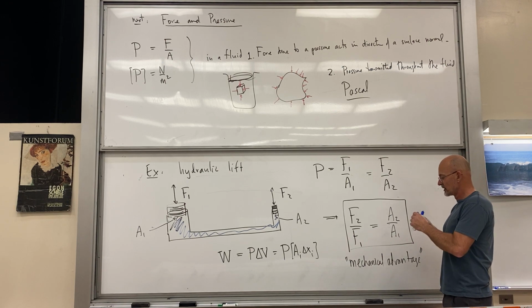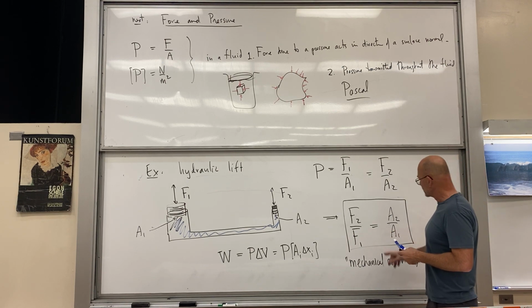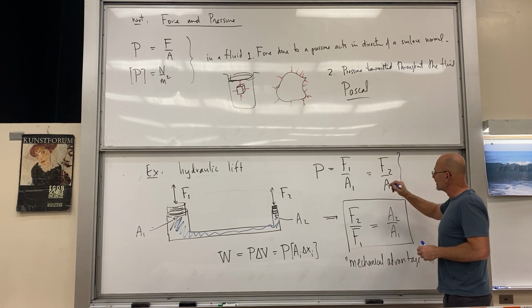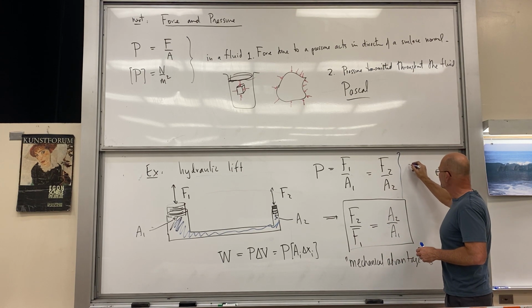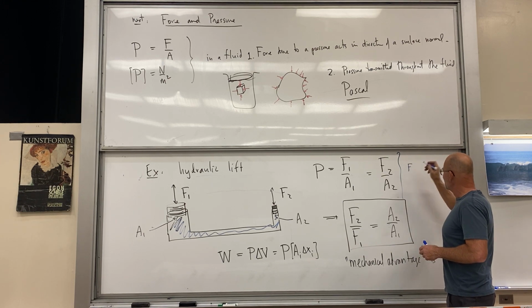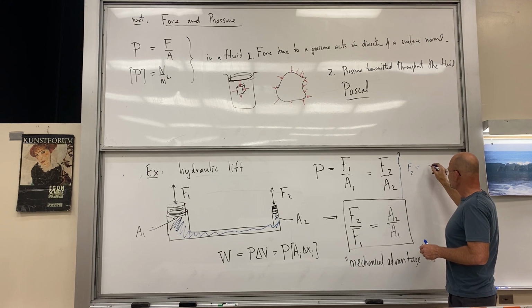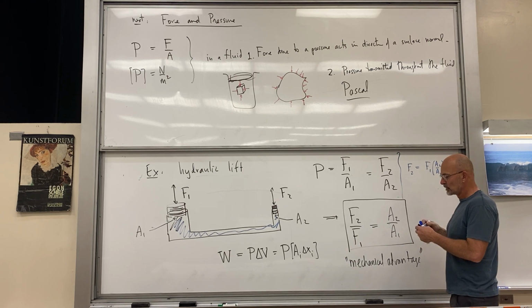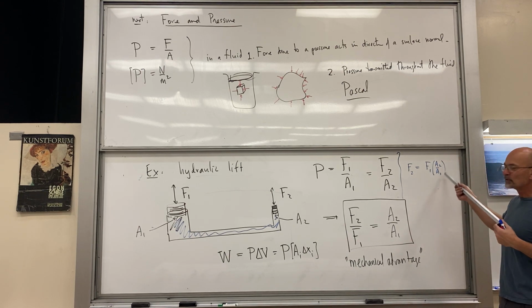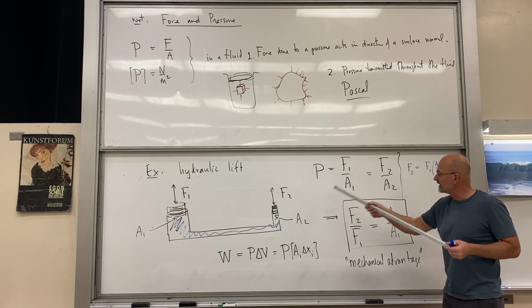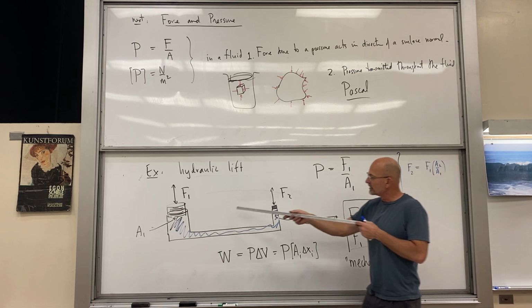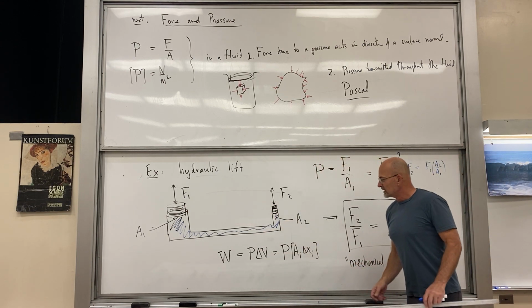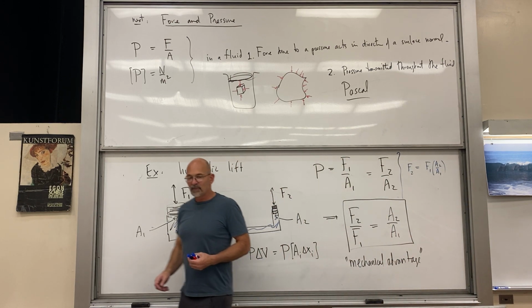I'll just put here, since we're looking for the advantage, we could have F2 equal to F1 A2 over A1, which in my picture is very small. Okay, A2 over A1 is tiny, so this is a small force, and it delivers a huge force over here. That's basically it. That's probably a good place to stop.